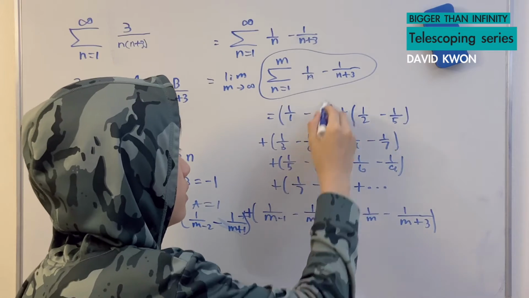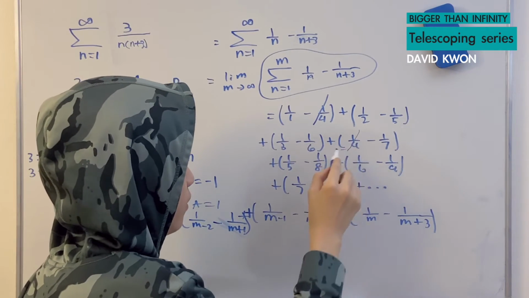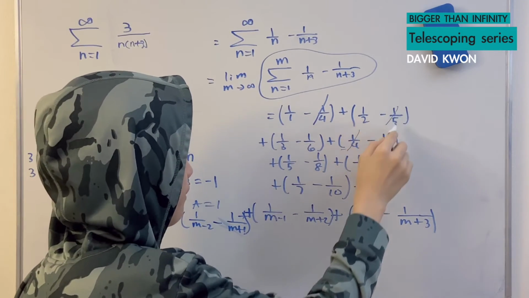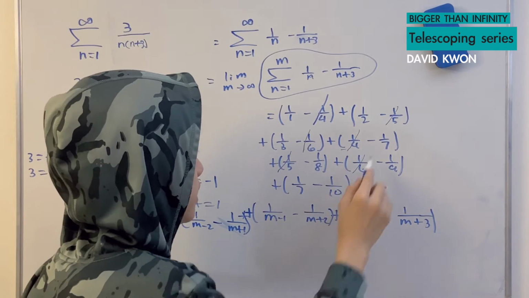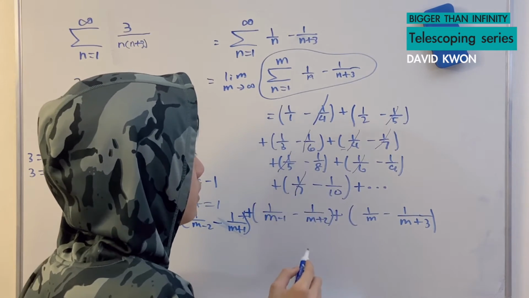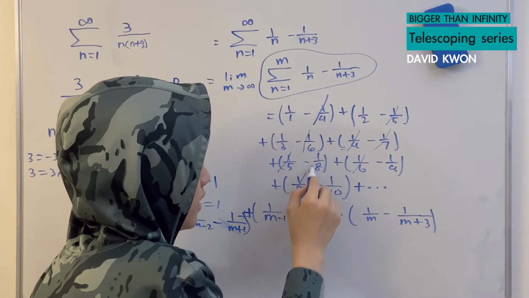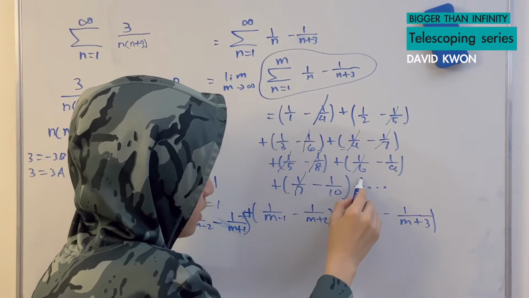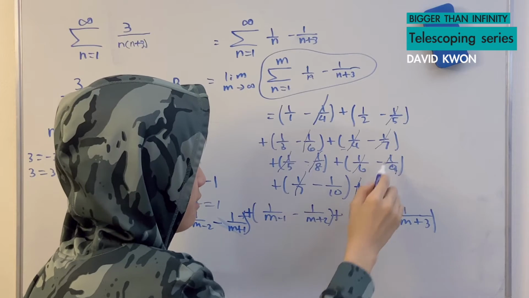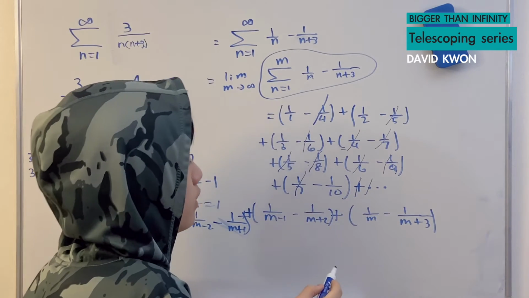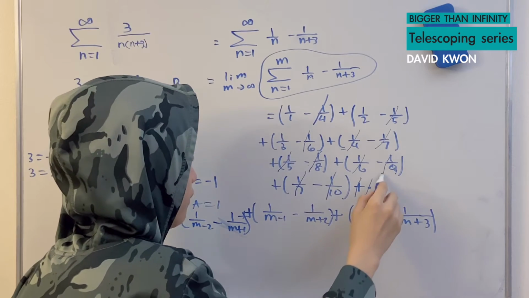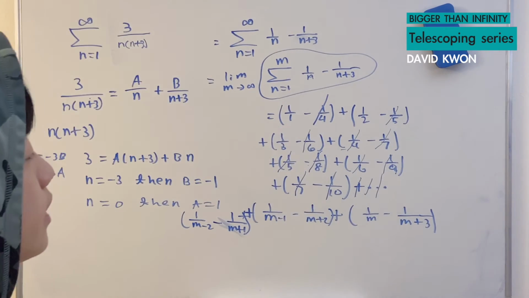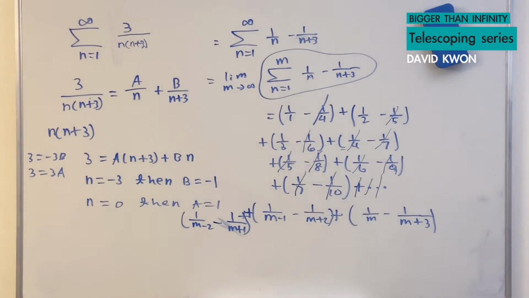Minus 1 over 4 can be canceled off by 1 over 4, and negative 1 over 5 by 1 over 5, negative 1 over 6 by 1 over 6, and negative 1 over 7 by 1 over 7, and then negative 1 over 8 by the future 1 over 8, and then negative 1 over 9 by the future 1 over 9, and negative 1 over 10 by the future 1 over 10. Okay, let's figure out how we did that.